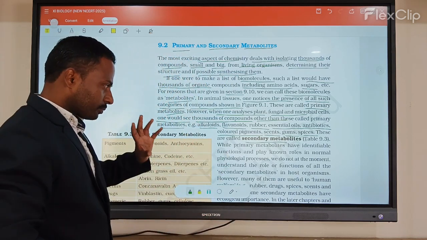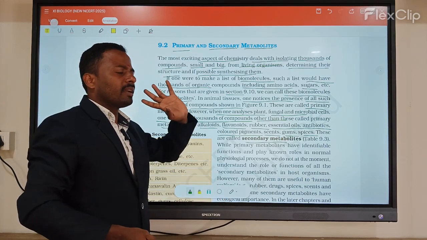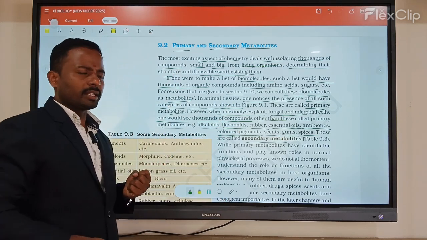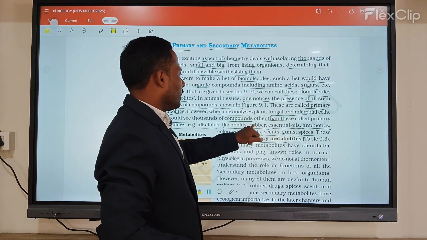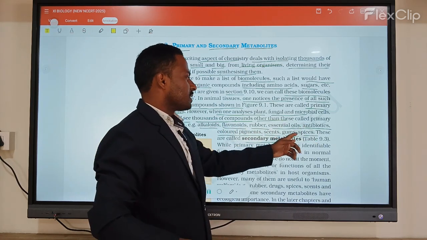So what we derive directly we call primary metabolites. What we derive from other components, like rubbers, alkaloids, flavonoids, essential oils, antibiotics, color pigments, scents, gums, spices, are secondary metabolites.